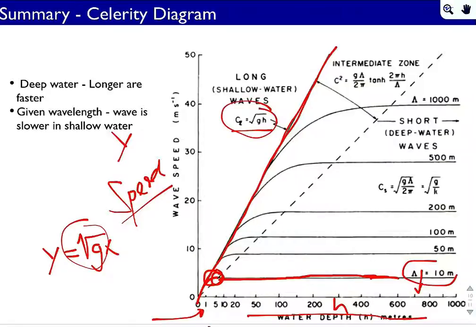This also shows you that the same wave of a fixed wavelength travels faster in deep water, and as it approaches shallow water, it slows down. All these curves for a given wavelength slow down as they get towards the shallow water wave limit. So in shallow water, waves are slowing down. They're interacting with the bottom.